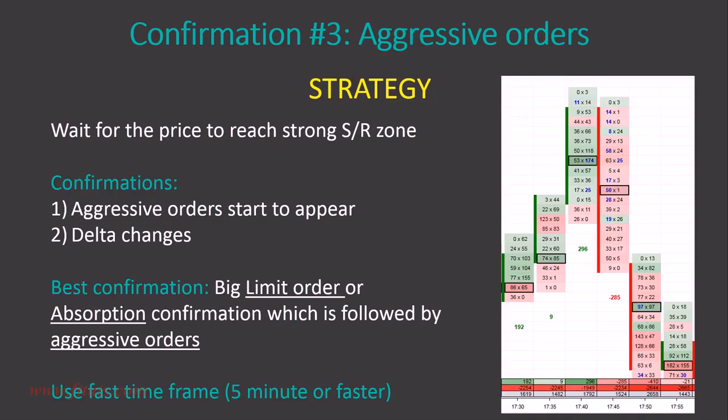Now, because you need to be fast, you also need to use fast time frame with this type of confirmation. I prefer to use 5-minute time frame, which means 5-minute footprints, or even faster. Alright, you need to be fast.